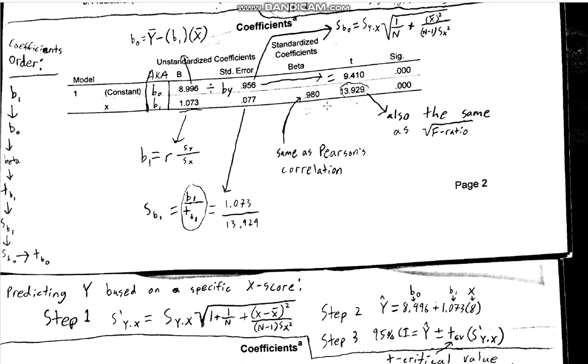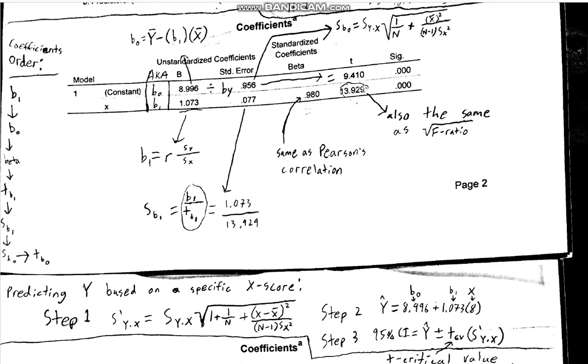The thing you can do anytime, but I just threw it in here, is get the betas for each of these. Beta for the constant is always going to be 0, and beta for b sub 1, basically beta for x, is going to be 0.98, which is the same as the R correlation that he gave us in the table.